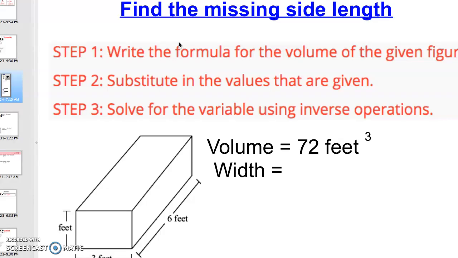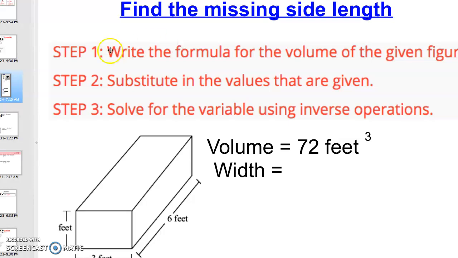Stollemer here again. So today we're going to learn how to find a missing side length. We're going to take the knowledge you've learned about finding the volume of given figures and apply it to solving for an unknown variable. You've done this with area and perimeter. We wrote the equations for area, and then you had to solve the equation to find the unknown. You're going to do the same thing with volume.